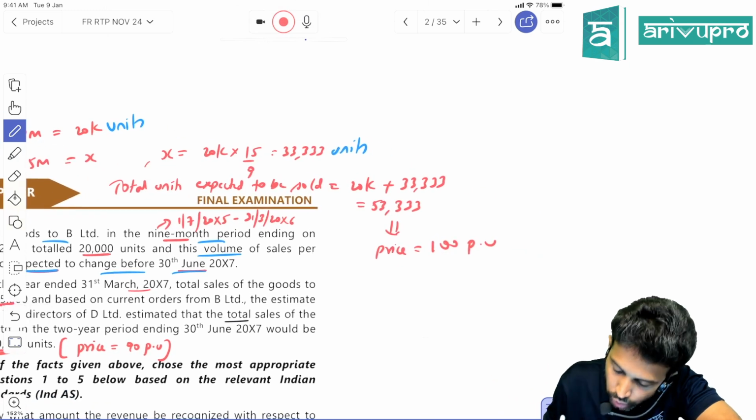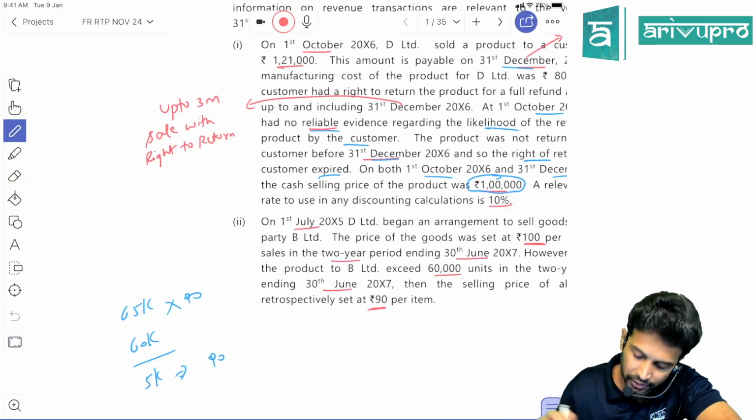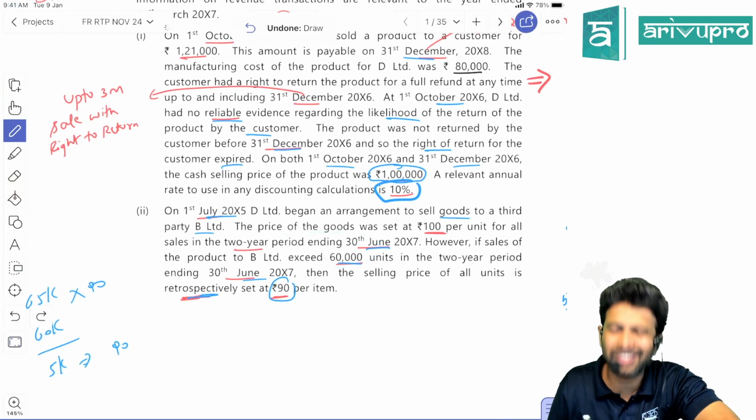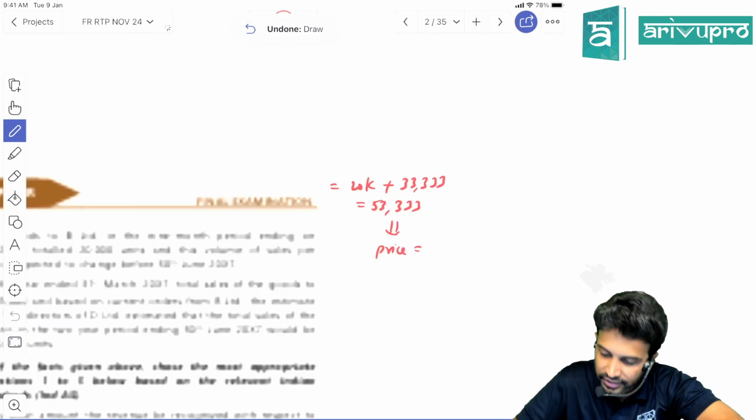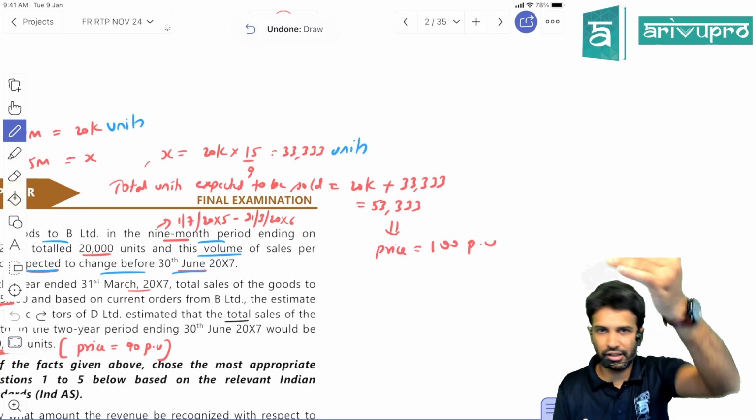So if you add up the two, you're going to get how much, sir? 53,333. What was the benchmark or parameter? Benchmark for retrospective revision was 60,000 units. It should exceed. Is it exceeding? No. Company feels it will only be around 53,333. So it is not exceeding 60,000.